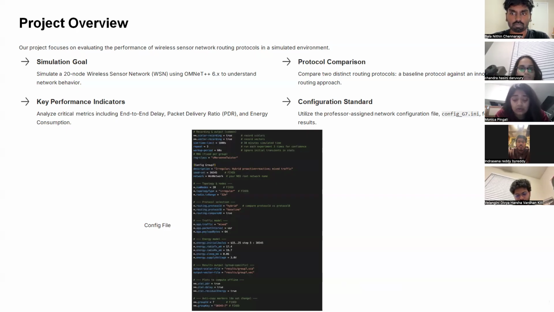Our evaluation focused on three fundamental WSN performance metrics: end-to-end delay, packet delivery ratio, and energy consumption, which together capture both efficiency and reliability. To ensure consistency with the course setup, we used the professor provided config g7.ini file so that our results align with the assigned group 7 scenario and can be reproduced.